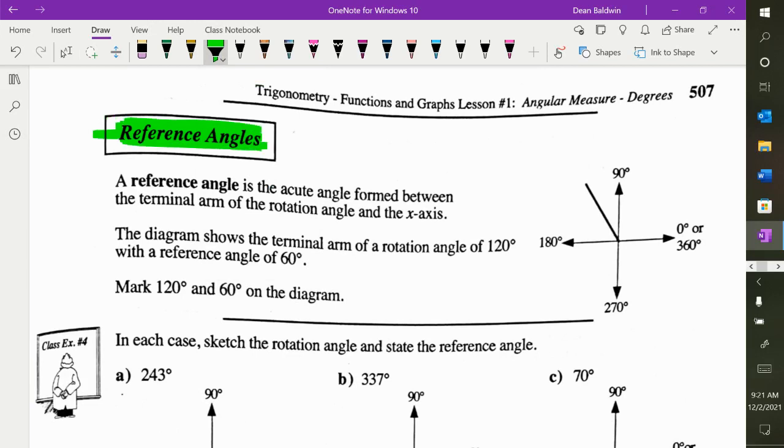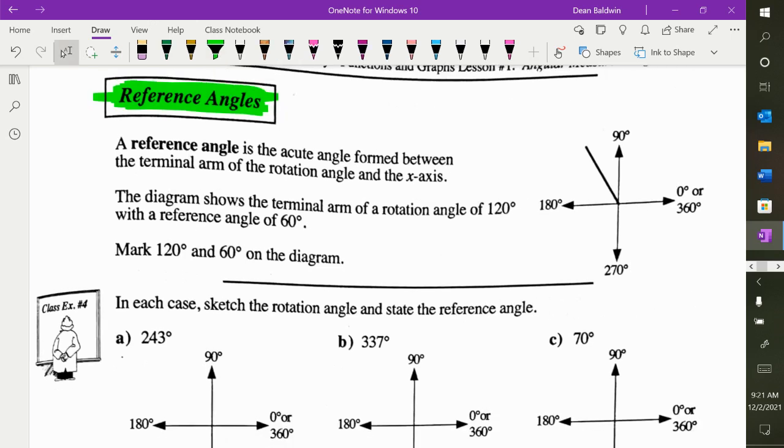We are going to use reference angles in all of trig, starting from now on. It's important that you understand the definition of a reference angle. I'll read it out and then I'll show you on the picture. It's easier when you see it visually. A reference angle is the acute angle. What does acute mean? Less than 90. Yes, an acute angle is less than 90 degrees. A reference angle is an acute angle formed between the terminal arm of the rotation angle and the x-axis.